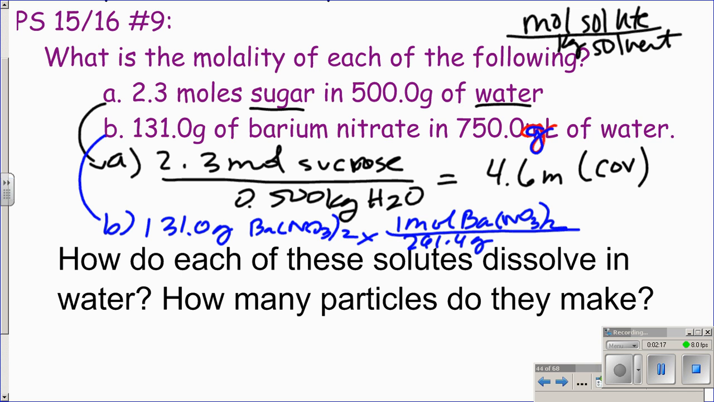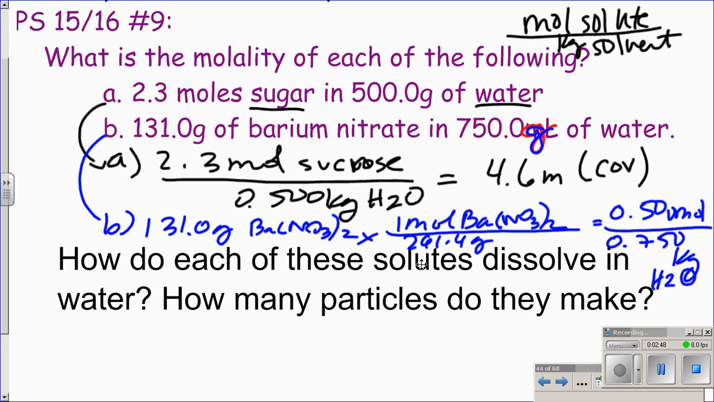Okay, so then that's like half a mole, right? 0.5 moles over what? 0.75, right? Kilograms of water. So, I don't know what that is. 0.66, 0.68. Okay, 0.68 molal. Okay, is that one ionic or covalent?